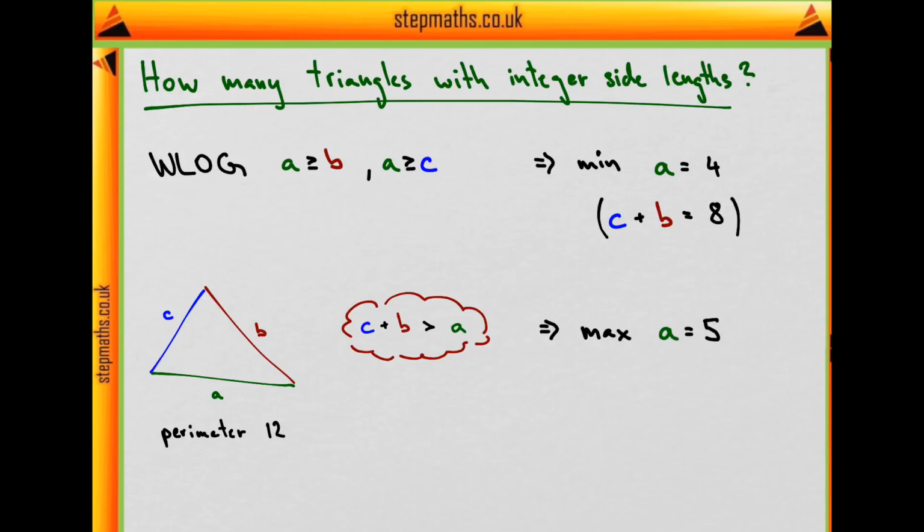And that in turn tells us that the maximum value A can take is 5, in which case C plus B must be 7 to give 12. If A was bigger by just 1, if A was 6, then C plus B would be 6, and C plus B, 6, is not greater than 6. We wouldn't get a triangle but a line, and so we have found that A is an integer between 4 and 5. Well, that means that it is 4 or 5.